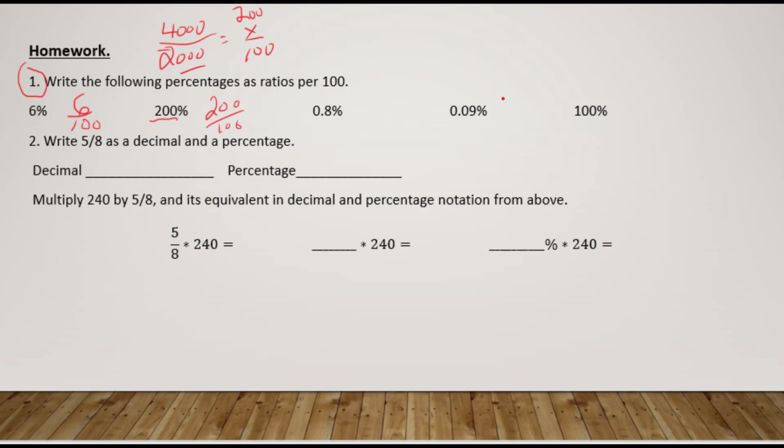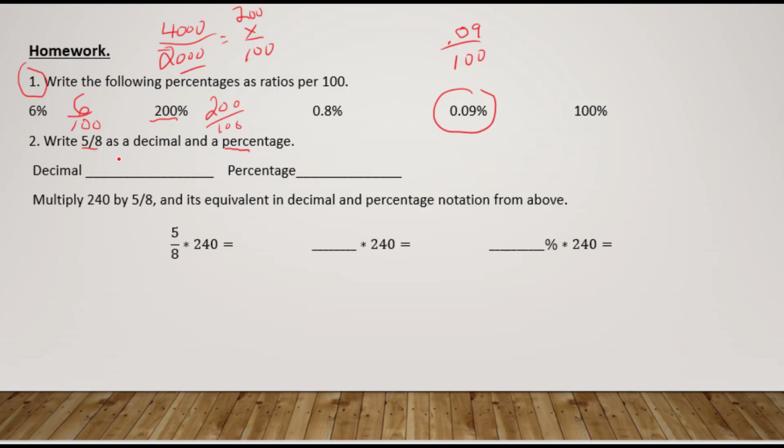So, and here's one here. It is what it is. It's 0.09 over 100. It's always the same thing, so don't get confused. So write 5/8 as a decimal and a percentage.